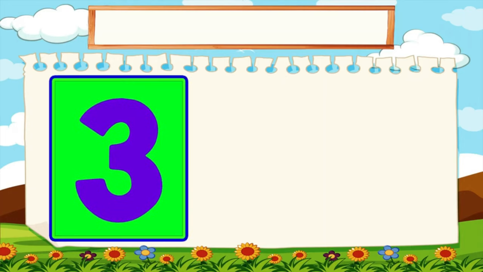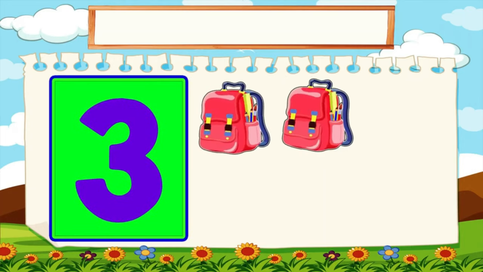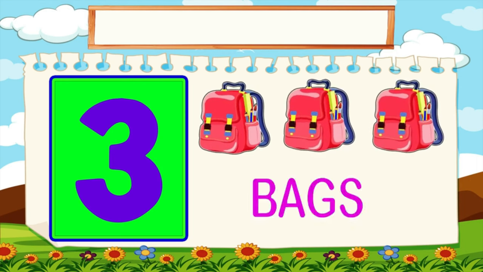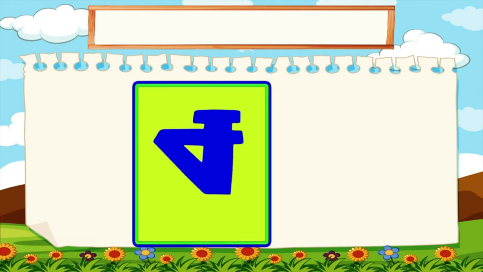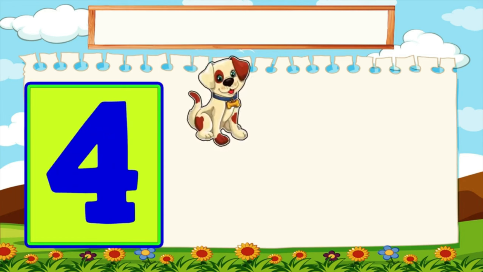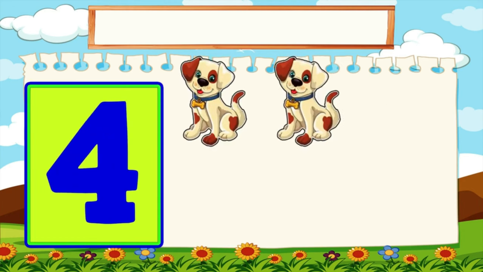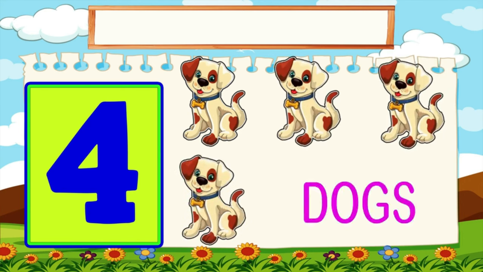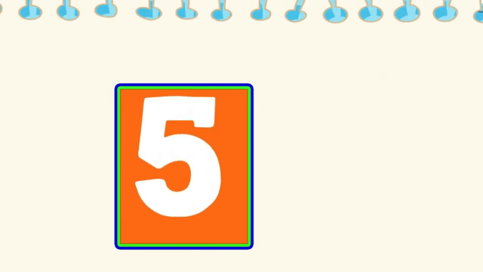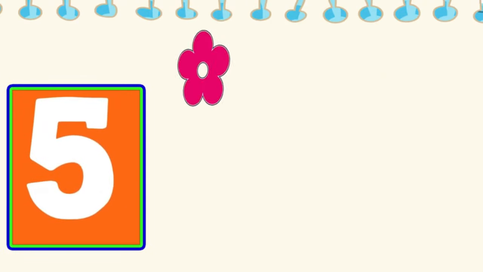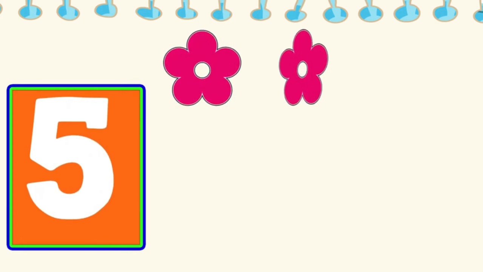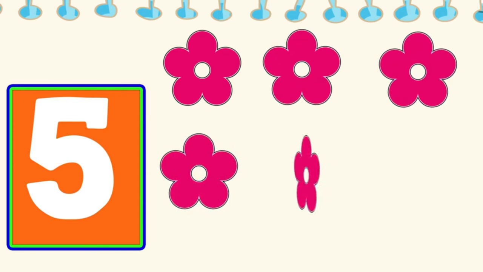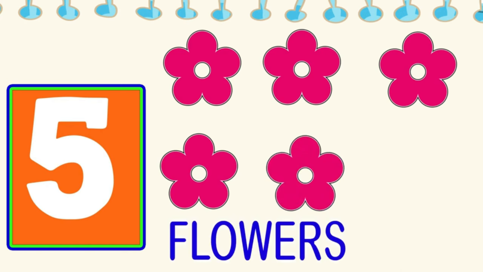3. 1, 2, 3. 3 bags. 4. 1, 2, 3, 4. 4 dogs. 5. 1, 2, 3, 4, 5. 5 flowers.